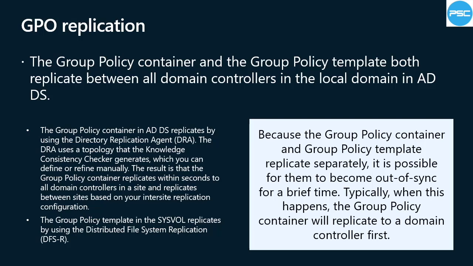The Group Policy Template in the SYSVOL replicates by using the Distributed File System Replication, DFSR. Because the Group Policy Container and Group Policy Template replicate separately, it is possible for them to become out of sync for a brief time. Typically, when this happens, the Group Policy Container will replicate to a domain controller first. Systems that obtained their ordered list of GPOs from that domain controller will identify the new Group Policy Container.